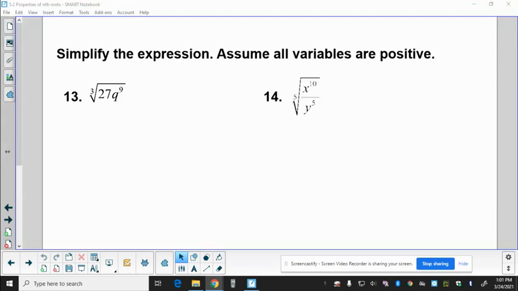Go ahead and do a little bit more extra practice. Let's give 13 and 14 a try here. All right, so number 13.